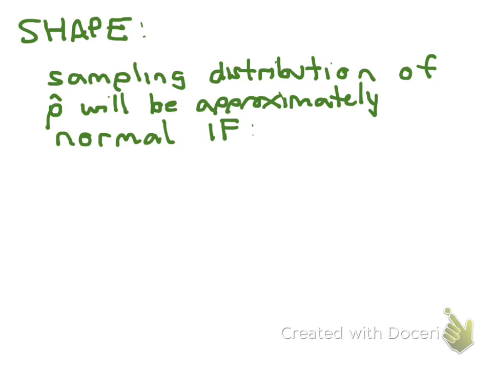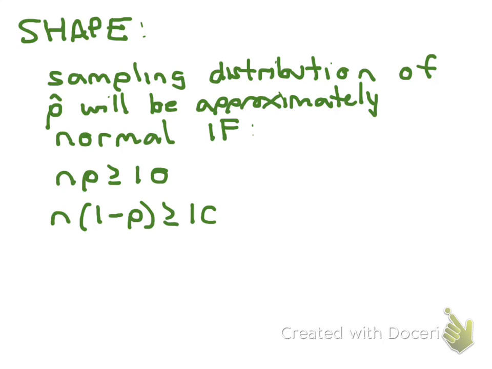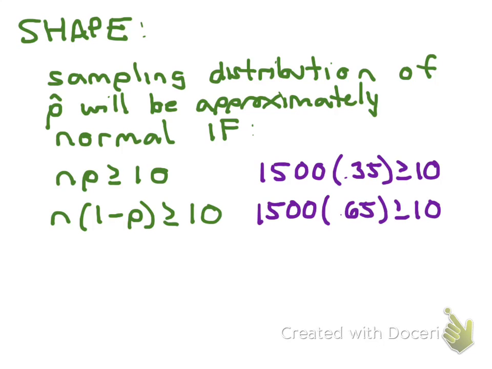And the reason for this really goes back to the last chapter. If n times p is greater than or equal to 10, and n times 1 minus p is greater than or equal to 10, then we are safe to assume an approximately normal distribution. So let's take a look at the numbers here. Well, n is 1,500 and p is 0.35, and 1 minus p is 0.65.